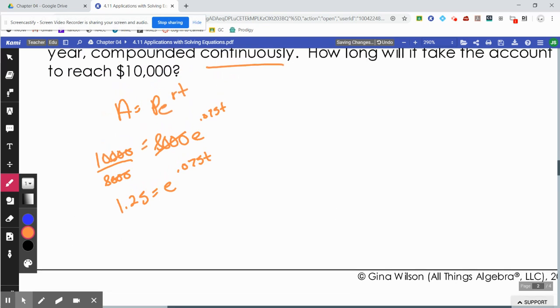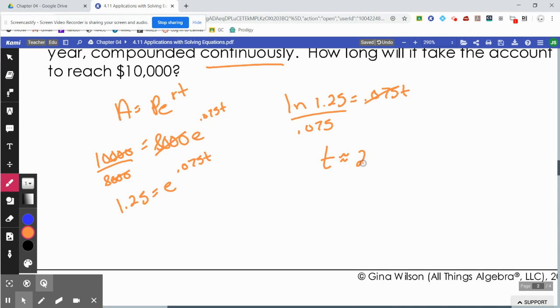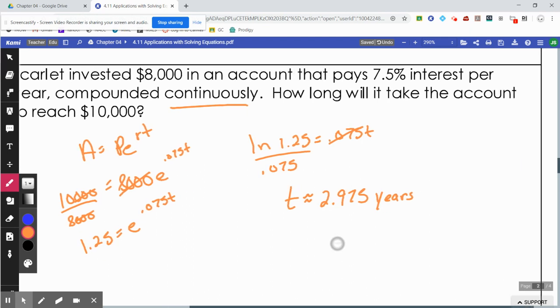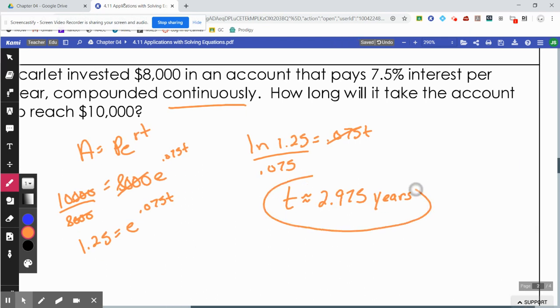Let's change forms. That would be log base E of the stuff on the other side, 1.25, is equal to the exponent. Last step, divide by the exponent, 0.075, and that's 1.25 on top. When you divide that out, you're going to get T has a value of about 2.975, and that's in years. So if you want to know how many years will it take, that's going to be right at 3 years.